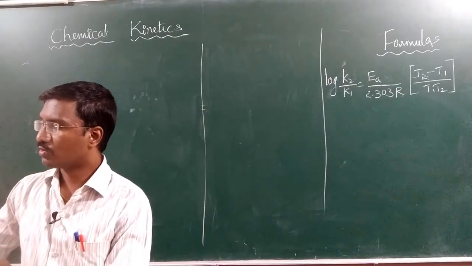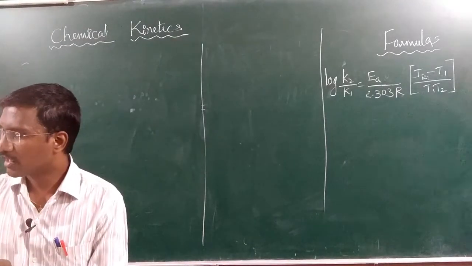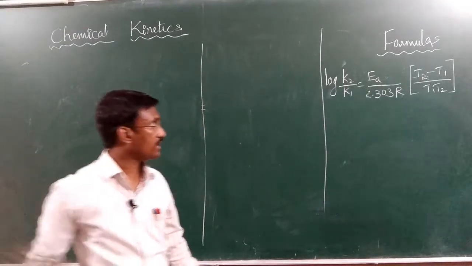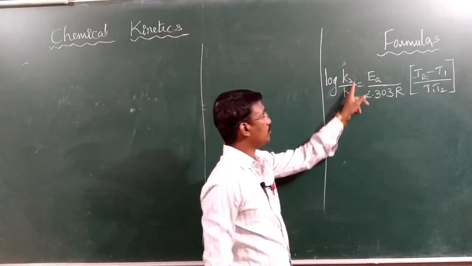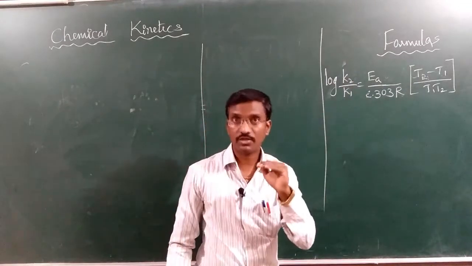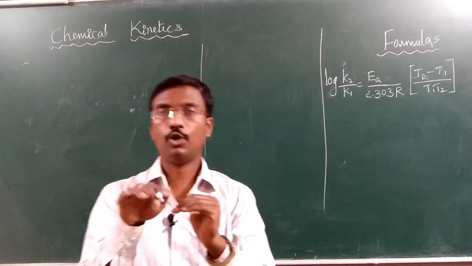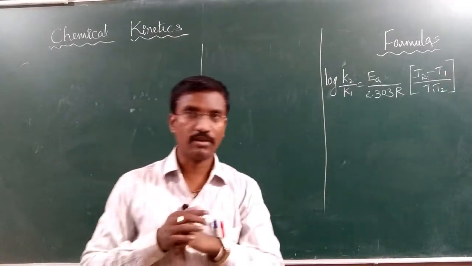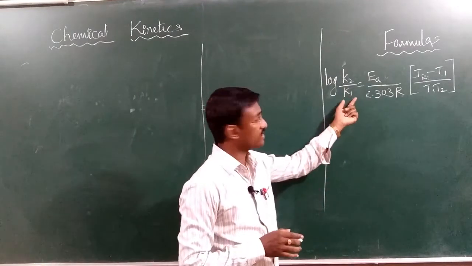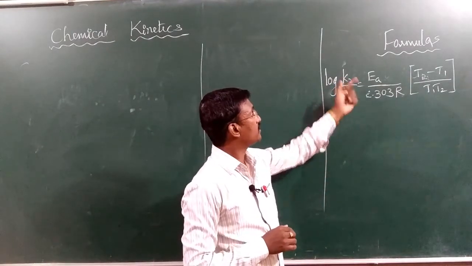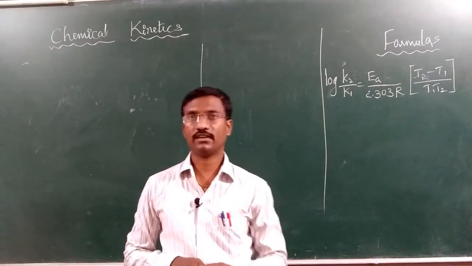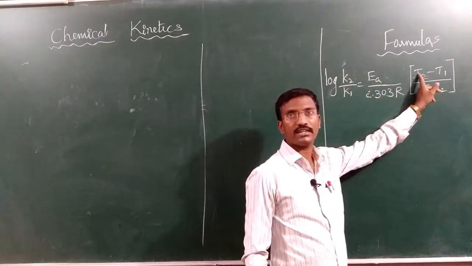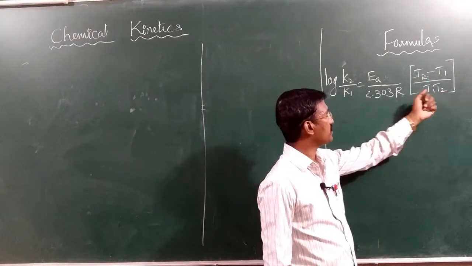Using these two sets of data, you should be able to calculate the activation energy, that is Ea. They have given K1 and K2. K1 is the rate constant at the lower temperature. They have given two temperatures, 500 Kelvin and 600 Kelvin. The 500 Kelvin rate constant is K1, and K2 is the 600 Kelvin rate constant. Similarly, T1 and T2 are the given temperatures.